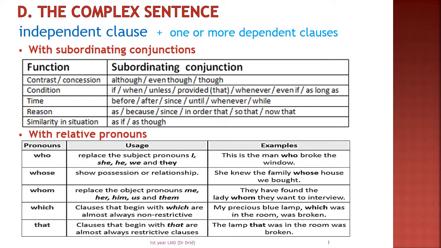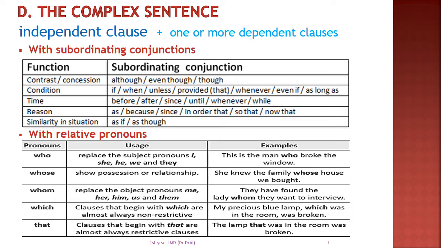The complex sentence. The complex sentence is another type of sentence which is not simple. We have said that the compound sentence contains independent clauses joined together. The complex sentence is different. It contains one and only one independent clause with one or more dependent clauses. Here, one or more.